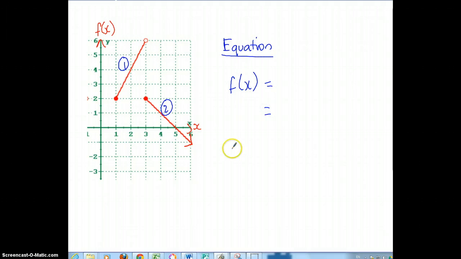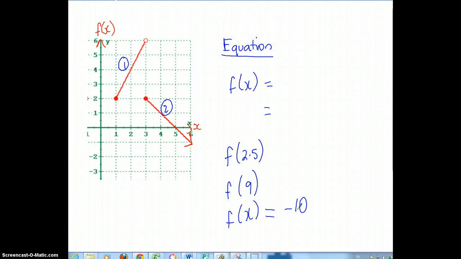Secondly, I would like you to work out what the function of 2.5 is, what the function of 9 is, and find the x value so that the function of x is equal to negative 10. Alright, have a go at those couple of questions and I'll see you in class soon.